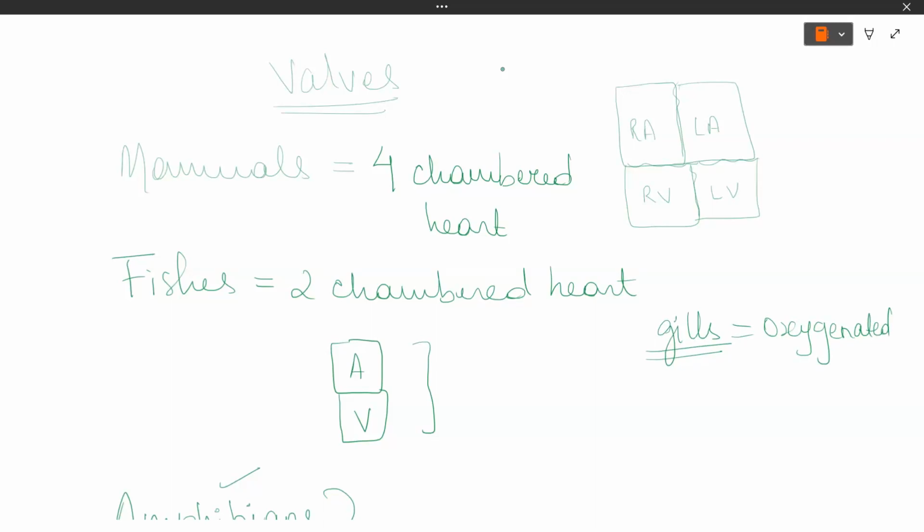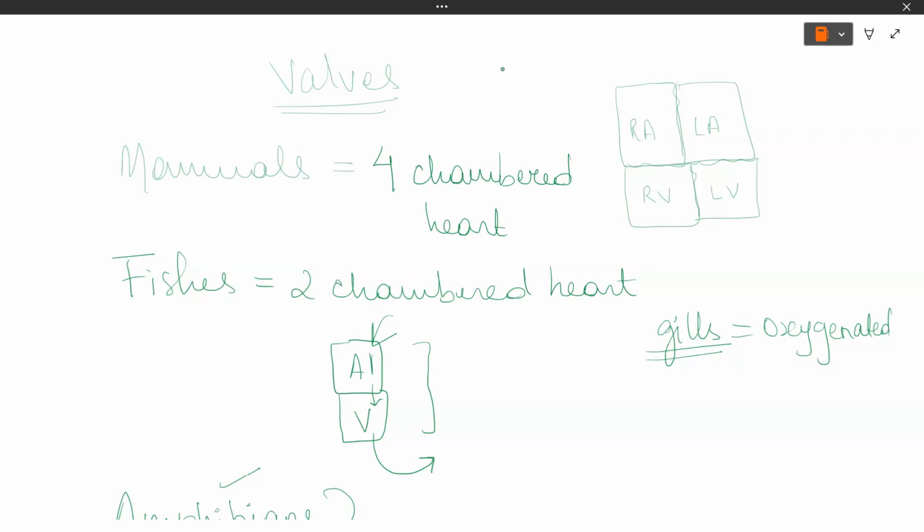Understood? But what happens in the case of fishes is that the deoxygenated blood comes in the auricle, then it moves into the ventricle, and the deoxygenated blood is pumped throughout the body. By the heart, deoxygenated blood is pumped, whereas by the gills, oxygenated blood is supplied through the whole body.